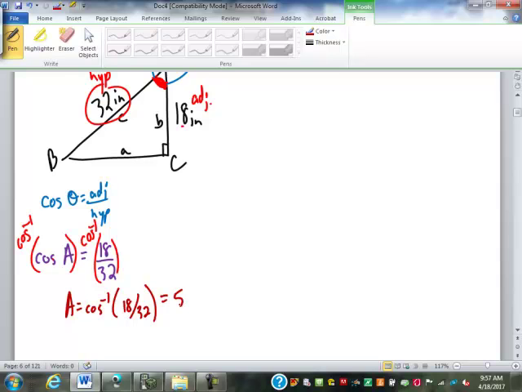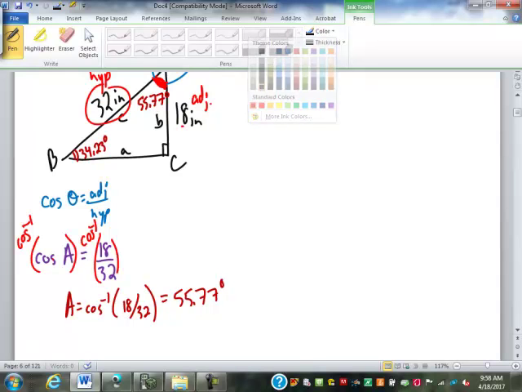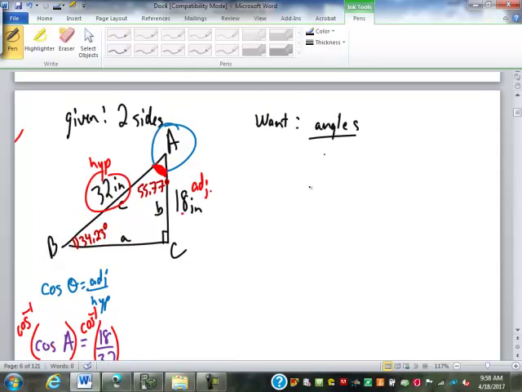55.77 degrees. Which means this angle is 34.23 degrees. How did I get 34.23? Perfect. Subtracted from 90.